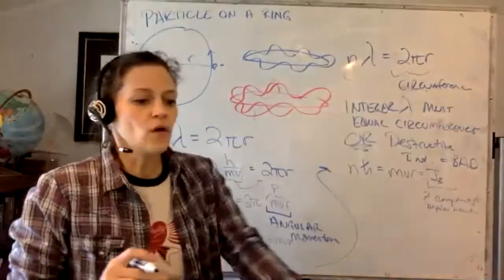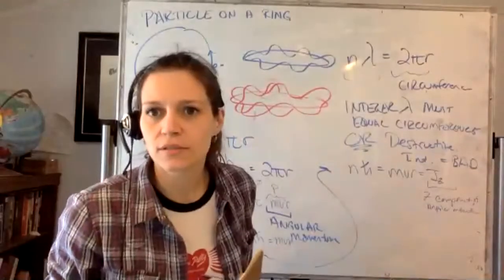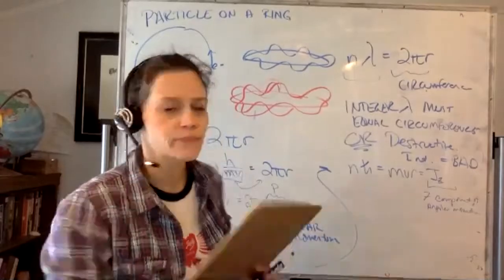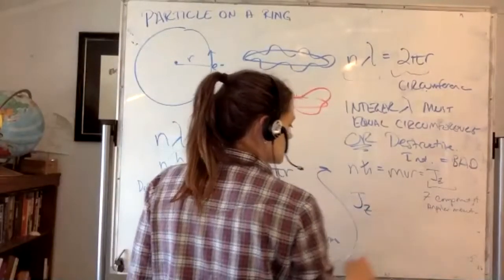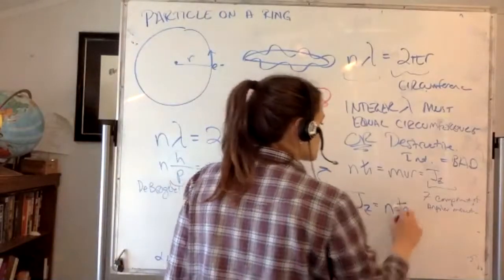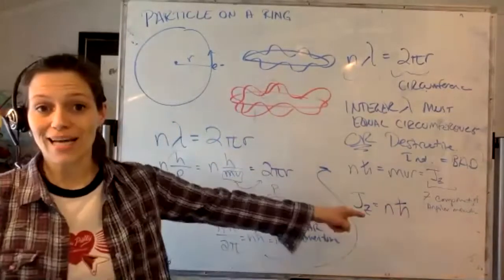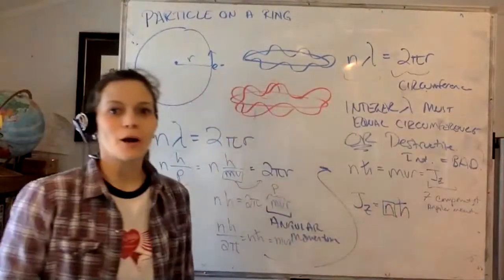Okay. All right, so we've, oh goodness, sorry about that. Okay, so we've got j sub z, the z component of the angular momentum, is equal to n h bar. Holy crap, that's quantized. Integer value n times h bar.